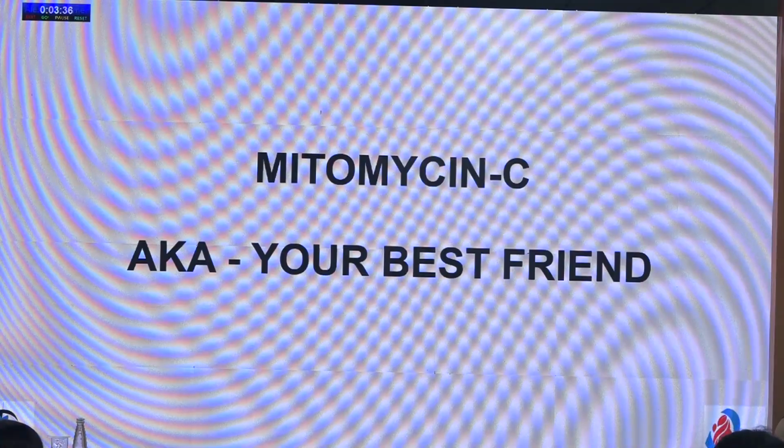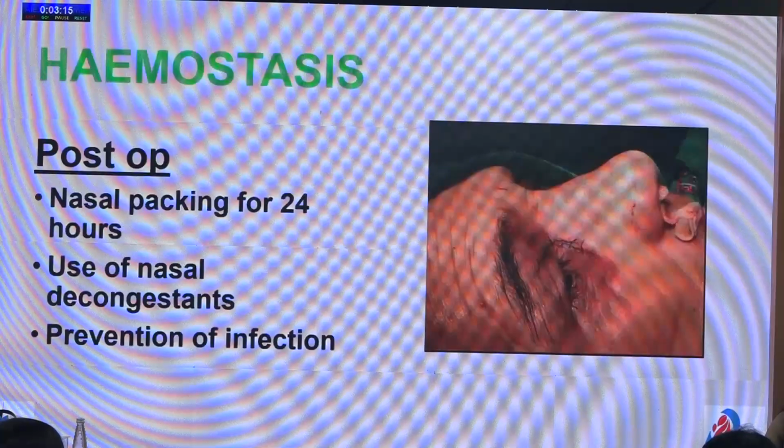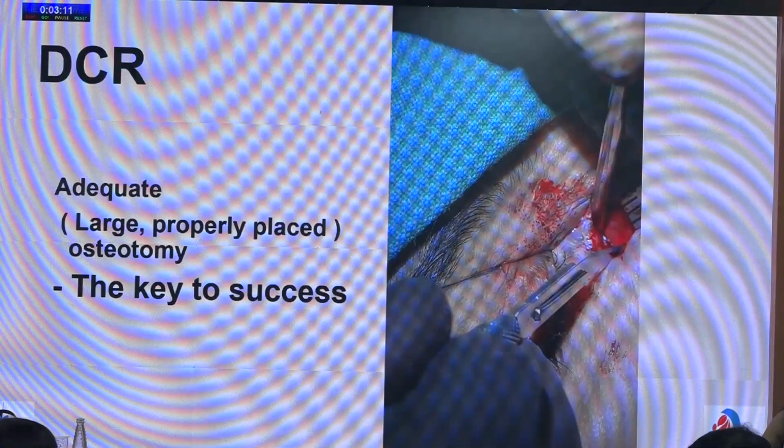Of course, mitomycin C, as sir was also asking, you can either just put it the way it was mentioned by Dr. Grover, or Dr. Javed also advises that you can just inject the MMC directly into the flaps. That doesn't really cause any problems from what I've seen, because I do it for all the cases. And of course, post-operatively, don't remove the pack for 24 hours.